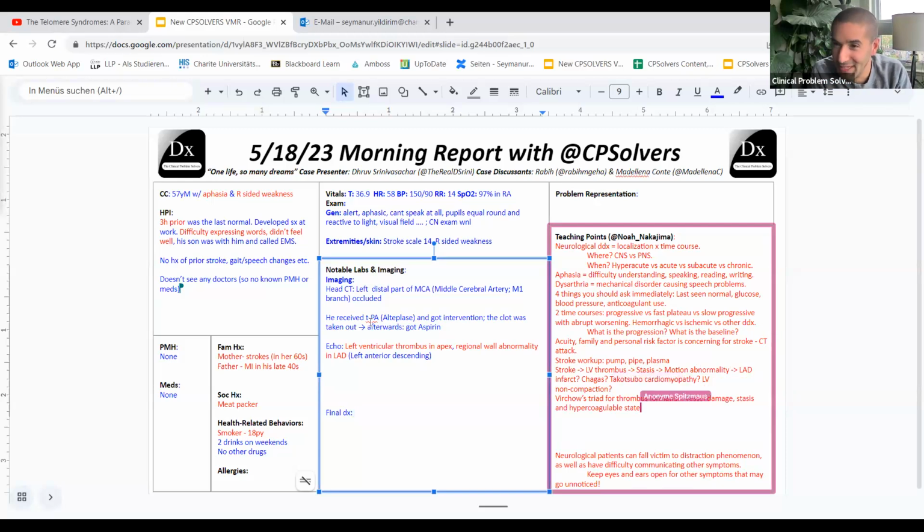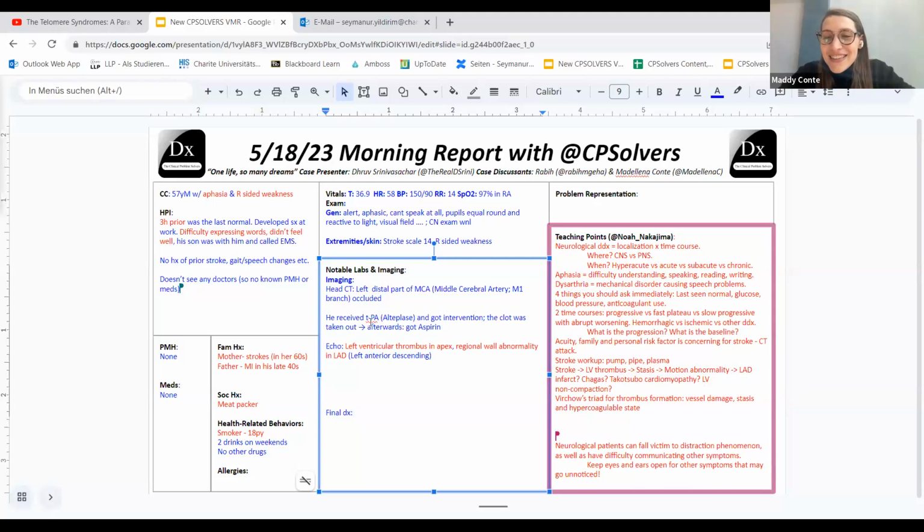But what do you think, now that you've heard a little bit of that, what do you think this patient might have? What's your best guess? Yeah, so I really like that pipes, pump, plasma for stroke etiologies. So I think the regional wall abnormality makes me concerned of a prior ischemic event, like a prior MI. So that's what I'm most concerned about.